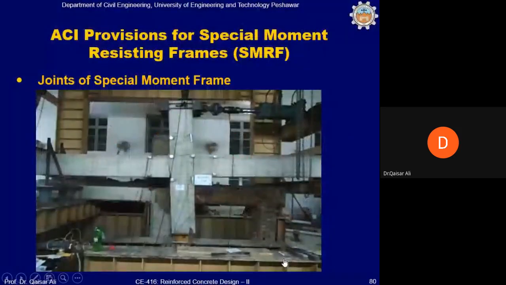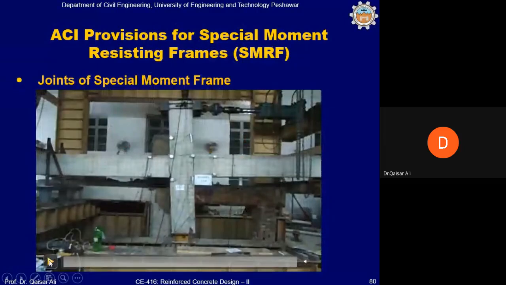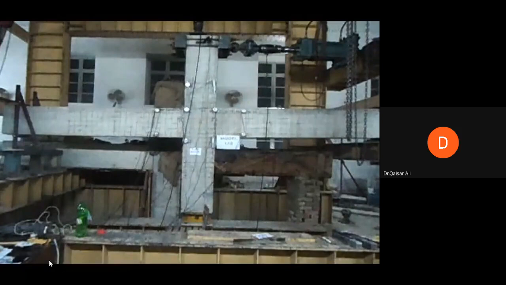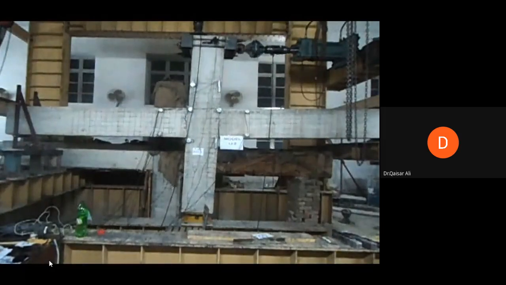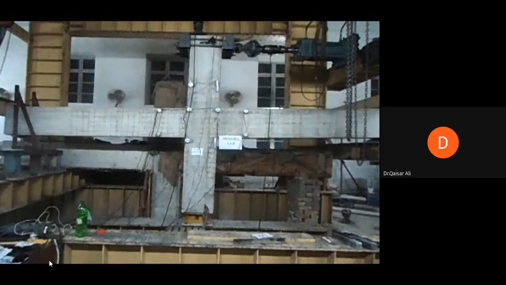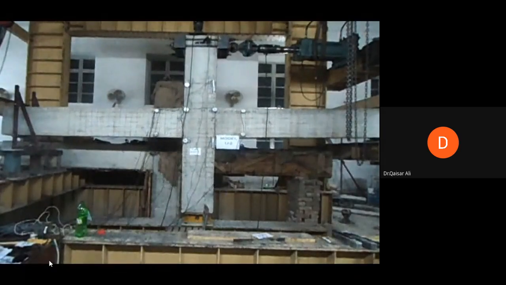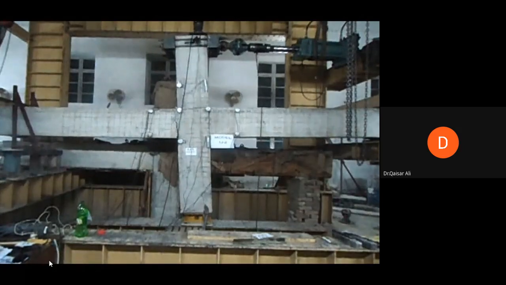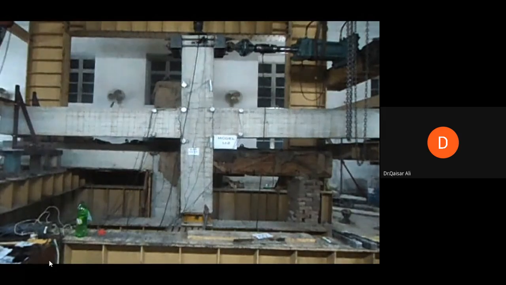This is an interior joint. You can see an interior joint and it's subjected to lateral loading. There's a lot of stress cycles and activity happening within the joint. If the joint fails, then the vertical load path will be disturbed and the whole structure can collapse.